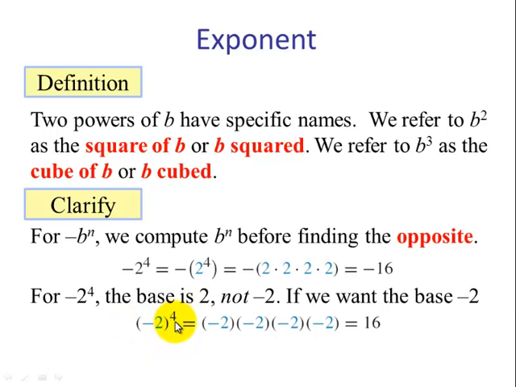Now if we want a base of negative 2, we put parentheses around the base, and then we raise it to the power. The order of operations says we compute what's in the parentheses first. So this means a base of negative 2, and we want 4 powers of negative 2, which turns out to be a positive 16. And this can be verified on the graphing calculator.